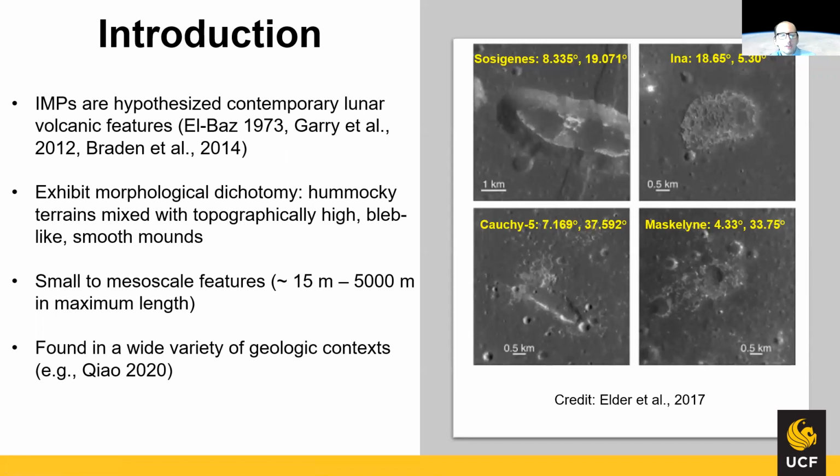The four IMPs that we plan to study in this analysis are the four largest ones in spatial extent, and those are Sosogenes, Ina, Cauchy 5, and Mascaline. These are shown here in the narrow angle camera images from the Lunar Reconnaissance Orbiter on the right. And to date, we have analyzed and characterized the general compositional diversity of both Ina and Sosogenes.